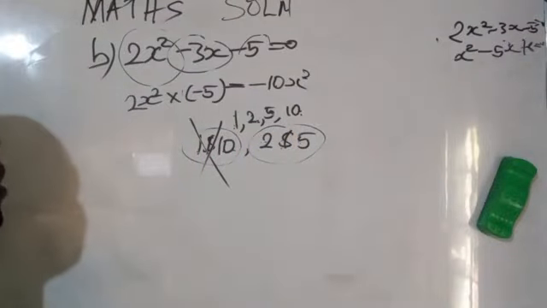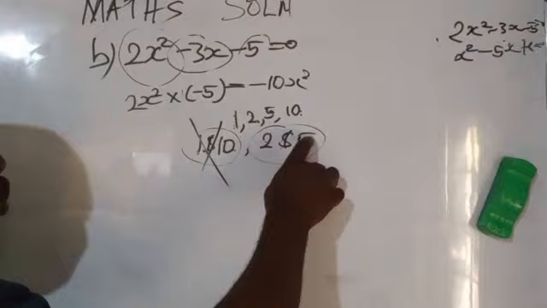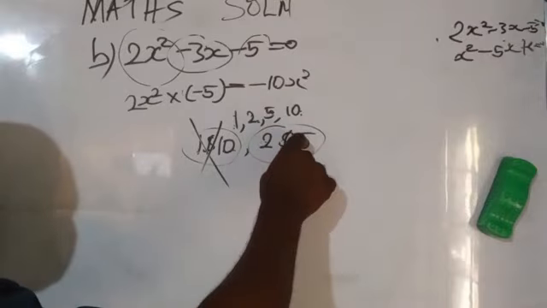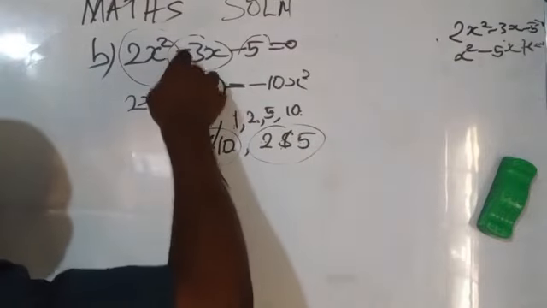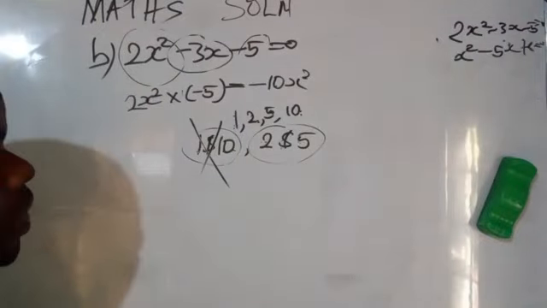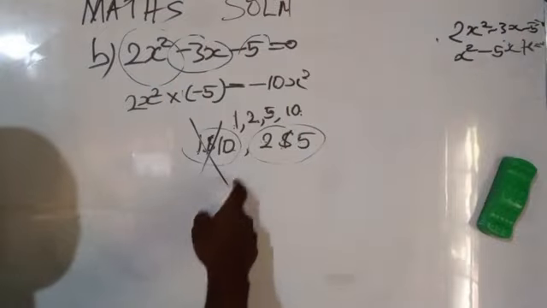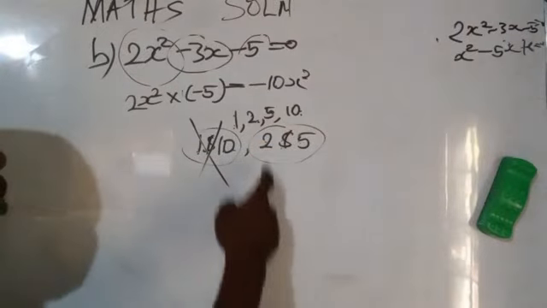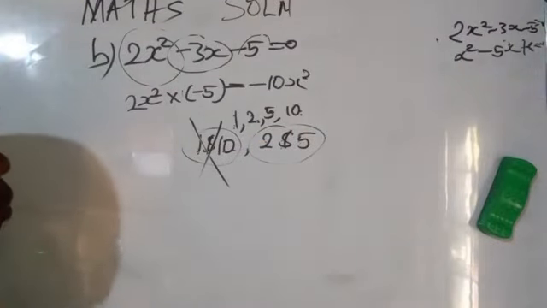Okay? Because if you say you want to use minus 2 and plus 5, it is going to give you 5 minus 2, which is 3. But this is minus 3, not plus 3. Have you seen it now? What you'll be getting is plus 3. But if you say plus 2 minus 5, it will give you minus 3. And that's the correct one to use.